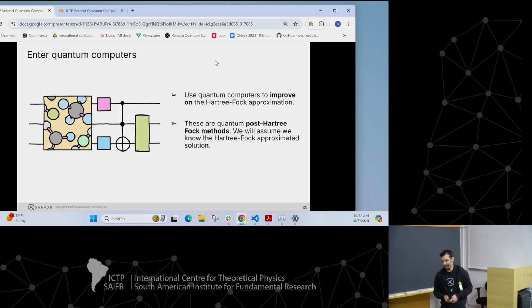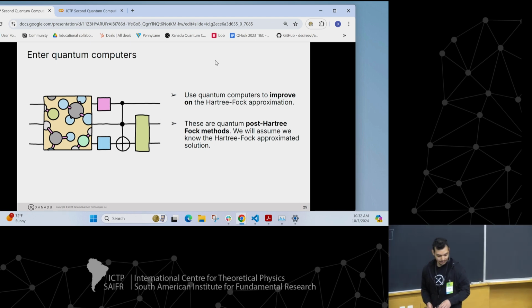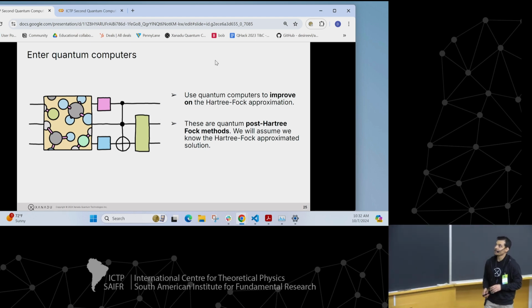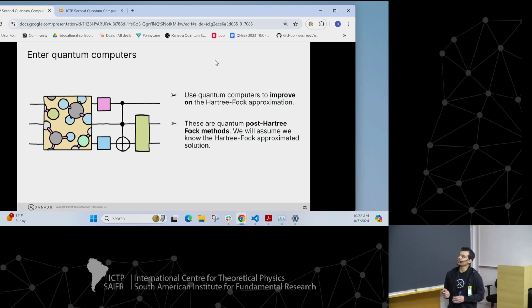So this is where quantum computers are hoped to have some promise. You have all of these methods developed classically. You hit a hard limit because of efficiency of classical computations. So what we're interested in doing is using quantum computers to improve on this Hartree-Fock approximation and even improve on these post-Hartree-Fock methods that have been developed.